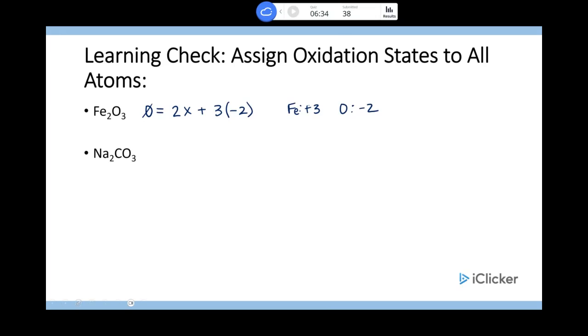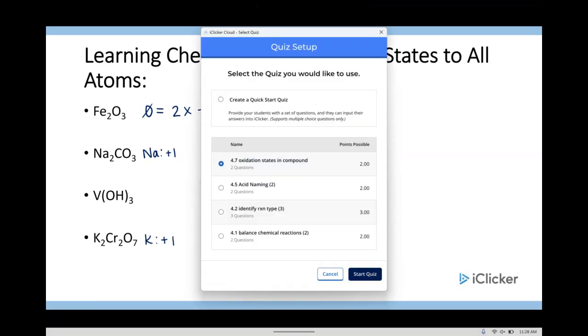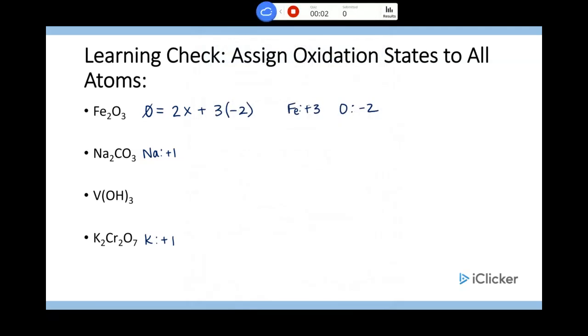Now we're working with compounds that have more than 2 atoms. This one is an I-clicker as well as the next one, I believe. Yeah, the next 2 are I-clickers. When you're working with sodium and also potassium in this last example, we can assume the oxidation state is +1 for both of these. So you'll use that in the I-clicker question. You are assigning the oxidation state for carbon in the second one here, and then vanadium in the third. So I'll give you all some time to work on that.